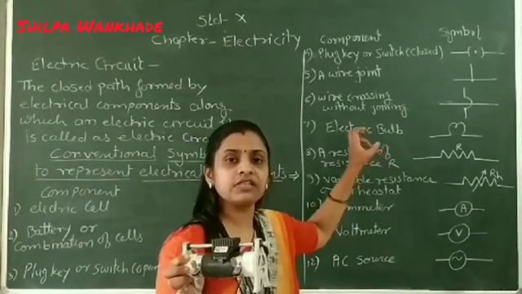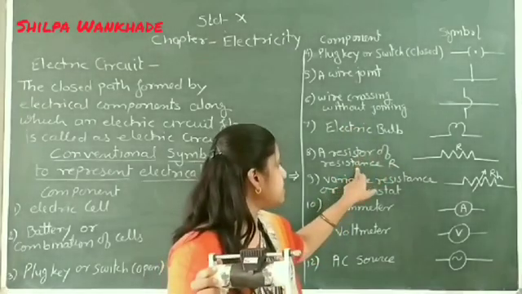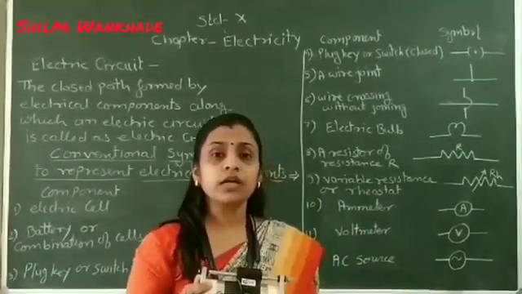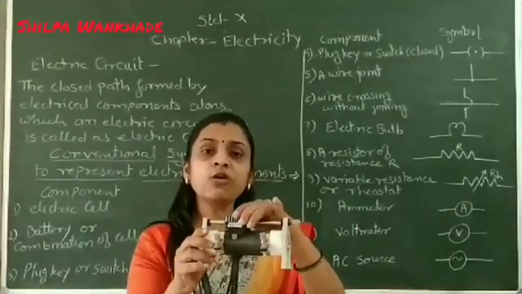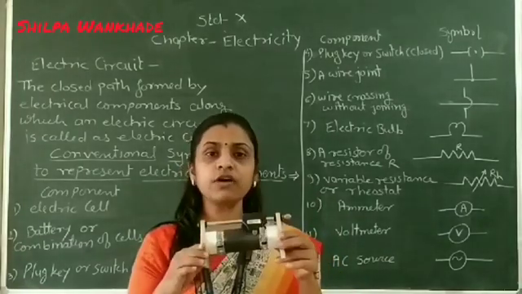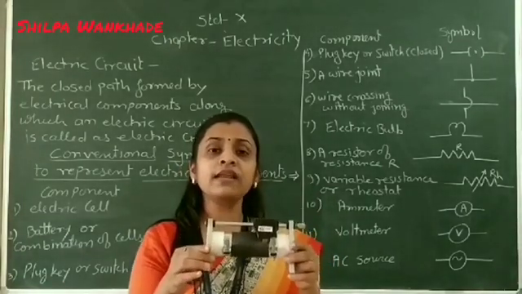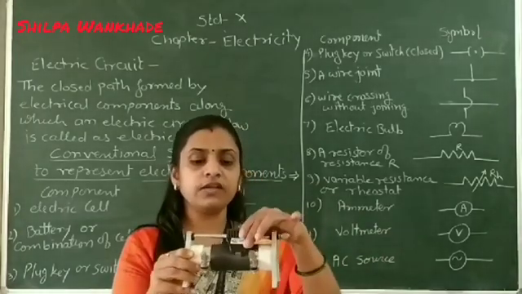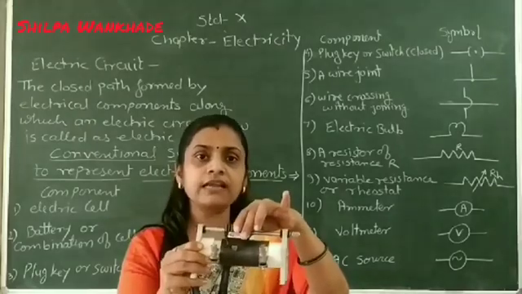That resistor having the specific value is resistance, which is denoted by this symbol. But a rheostat is a component in which the value of the resistance can be varied. Suppose this is a resistance of 100 ohm, it means we can vary the 100 ohm resistance. If we require 50 ohm, then we can move it and get the 50 ohm.